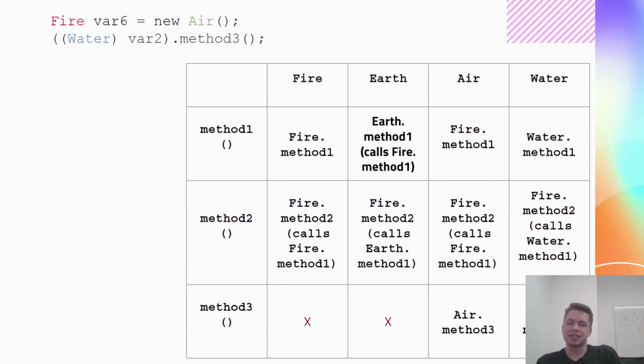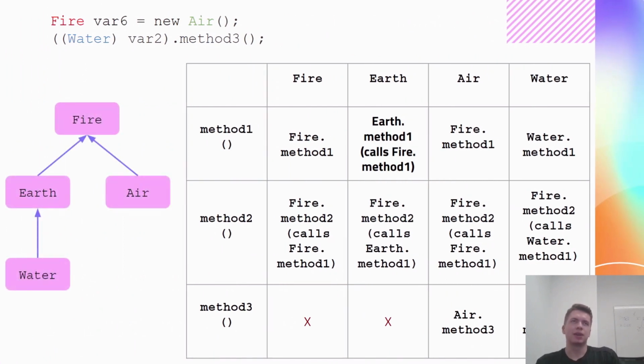Finally, let's do a casting example. So we have a variable 6, var6, of declared type fire and of actual type air. Now let's say we tried to cast it. This is var6, not var2. But anywho, to be cast to type water. So temporarily declaring the type as water. Will this work? Well, first, earth is a subclass of fire, so this declaration is okay, no compiler error will be thrown.